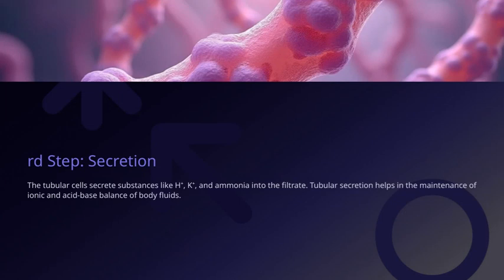Now, let's look at the next step in kidney function: secretion. The tubular cells play a crucial role here by secreting substances like hydrogen ions, potassium, and ammonia into the filtrate. This process of tubular secretion is vital because it helps us maintain the proper ionic balance and acid-base balance in our body fluids. Essentially, it's how the kidneys fine-tune the composition of our blood and urine, ensuring everything stays in equilibrium. This step highlights the kidney's remarkable ability to regulate our internal environment, supporting overall health and homeostasis.